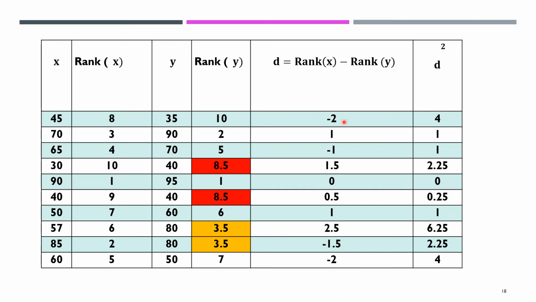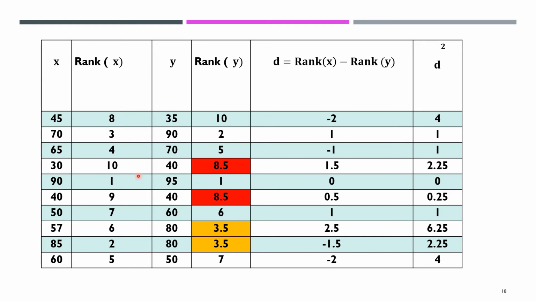Now calculating the square of this. D square. Minus 2 the whole square is 4, 1 square is 1, minus 1 the whole square is 1, 1.5 square is 2.25, 0.5 square is 0.25, 1 square is 1, 2.5 square is 6.25, minus 1.5 square is 2.25, and minus 2 square is 4.